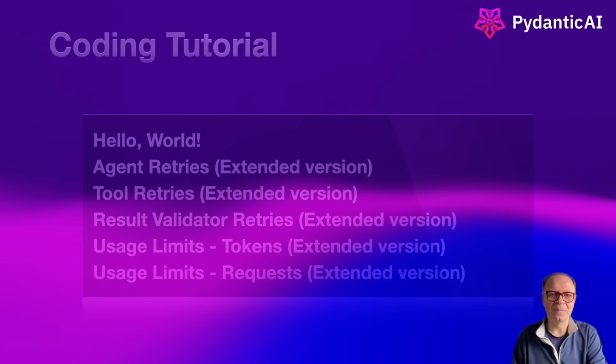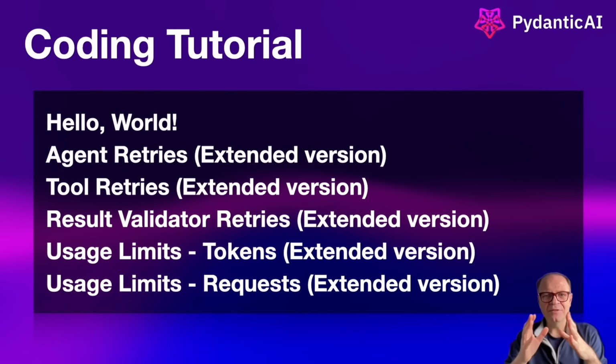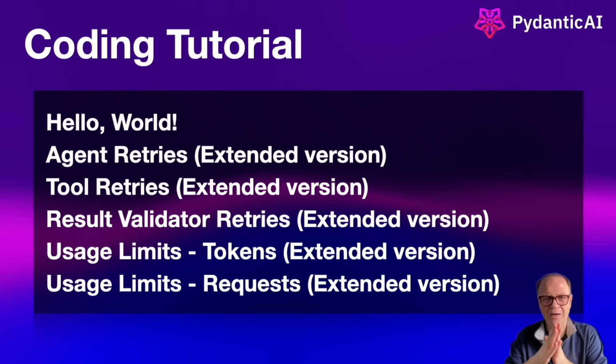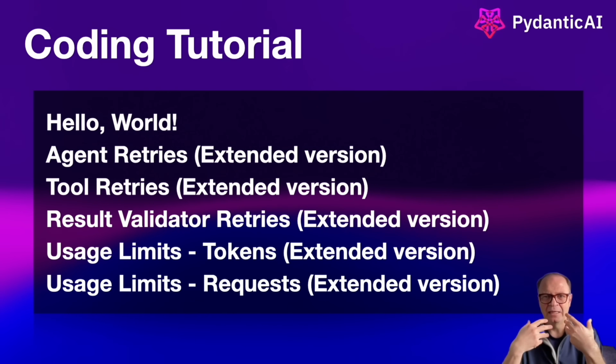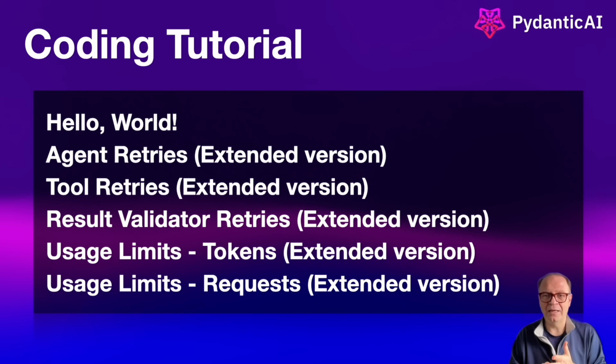Now let's move on. Today, we'll work on 6 examples, starting with a simple hello world, which will include multiple retries and usage limits. Then we'll move on to more complex examples that will demonstrate how we use retries and usage limits. In the hello world example, we'll create a knowledge summary agent whereby we can just pass a topic and the agent will summarize it for us.